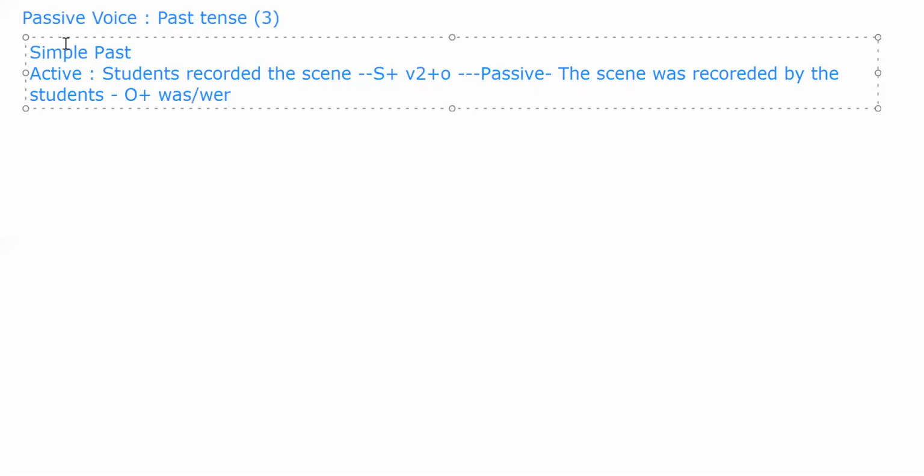And this further brings us down to the formula: object plus was plus verb third form plus by plus the subject. Unlike simple present tense, which has is, am, are as the helping verb, past tense has was, and the rest will remain the same, that is verb third form plus by plus the subject.